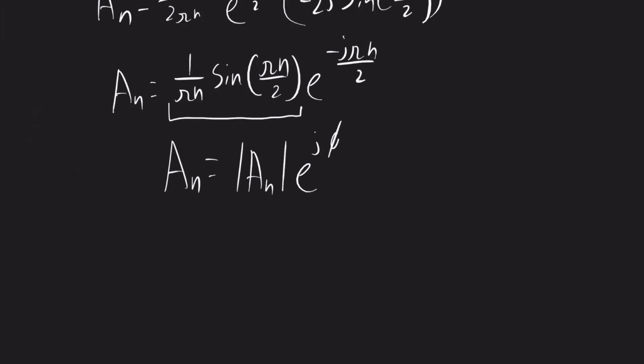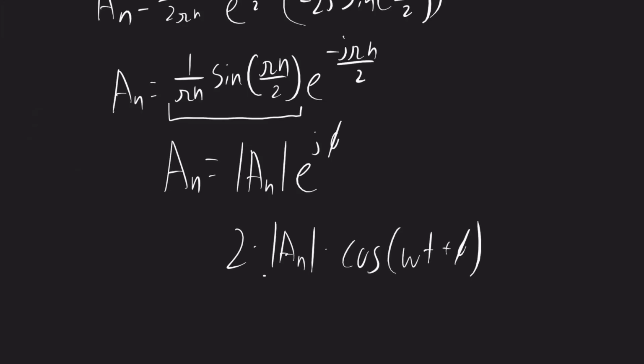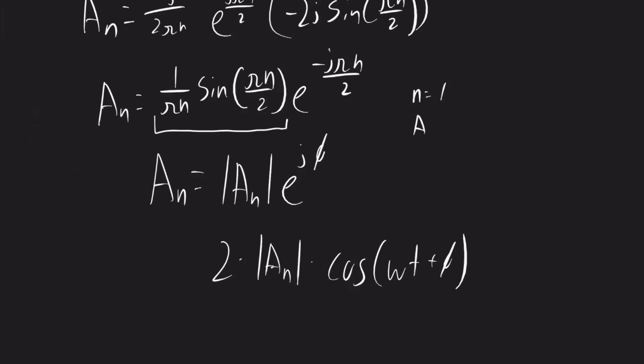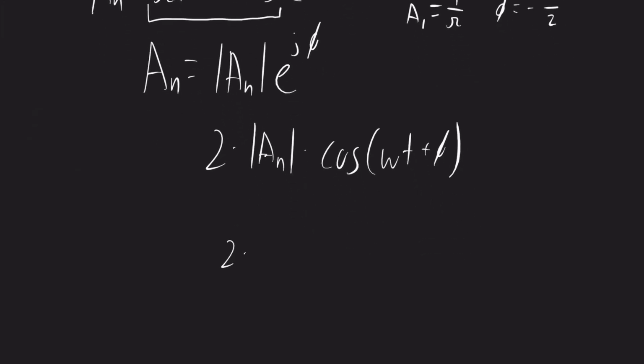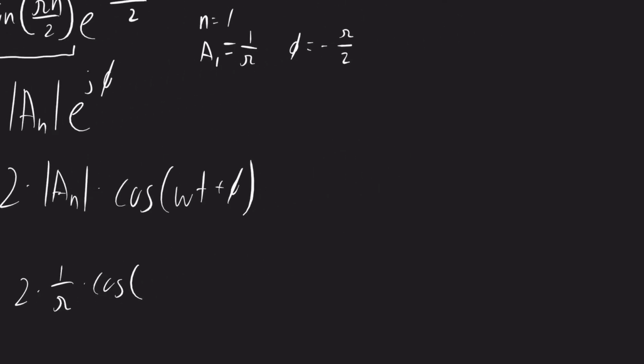Earlier, we said that the Fourier series was just summing cosines in the form of 2 times the magnitude of a sub n times cosine of omega t plus phi. Since we got the magnitude of a sub n and phi when n equals 1, a sub n, which I'm going to call a sub 1, was 1 over pi, and phi, the phase shift, was negative pi over 2. We can use this equation to plot what that cosine would be. It would be 2 times 1 over pi times cosine, and omega is going to be the frequency. We need to find what that frequency was.